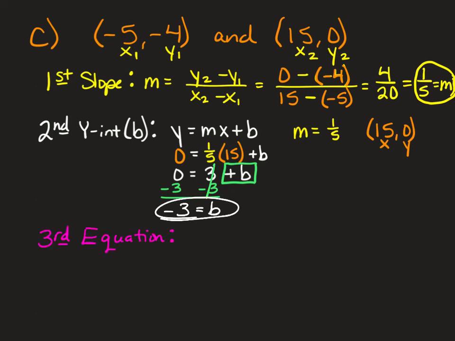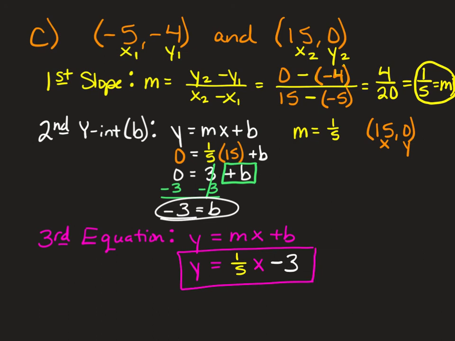Our third and final step is just to write our equation in y equal mx plus b. So y equal m, which was 1/5, times x, plus b, which is negative 3, and we can write it as minus 3. So we get y equal 1/5 x minus 3. And we're finished.